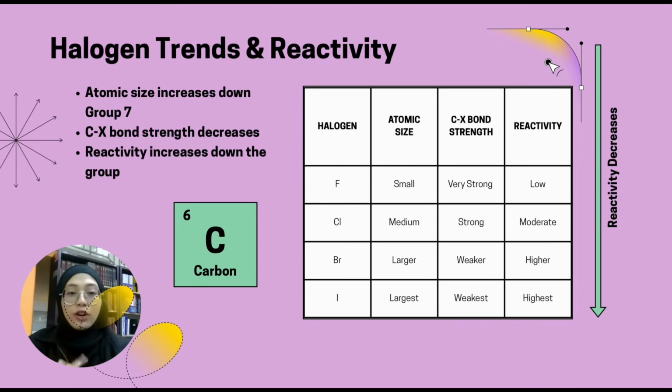Okay, now halogens. Halogens are common in organic compounds and highly electronegative. As we move down group 7, the atomic size of halogens increases, causing the carbon-halogen bond to become weaker. Although fluorine is the most electronegative, carbon-fluorine bonds are very strong. Carbon-iodine bonds, however, are weaker and easier to break, making organic compounds with iodine more reactive. Overall, periodic trends such as electronegativity and atomic size help explain bond polarity and reactivity in organic chemistry.